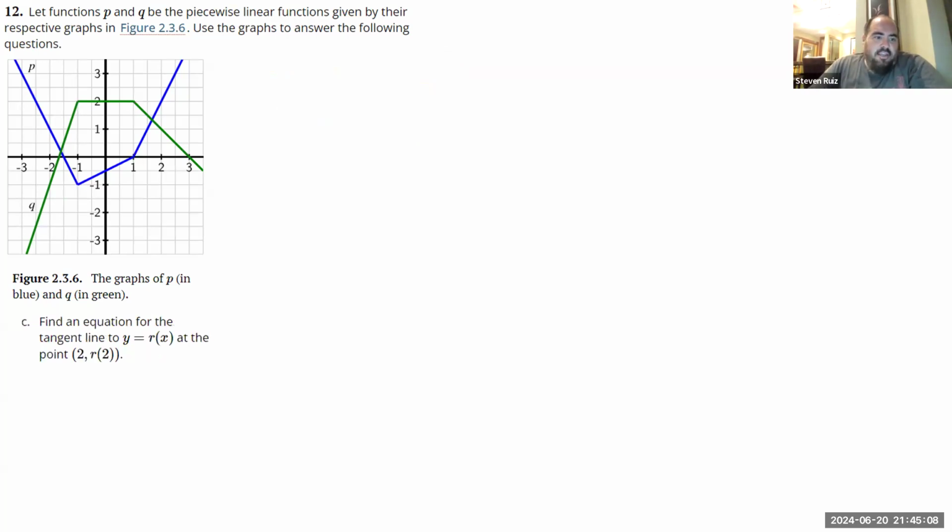So moving on to part C. Now I want to find a tangent line to y equals R of x at this point, R of 2. So, as I've done before, let's use the point slope approach to define this tangent line. So, knowing this is our template, let's find some of this data. The base point of x that we're given is x equals 2.